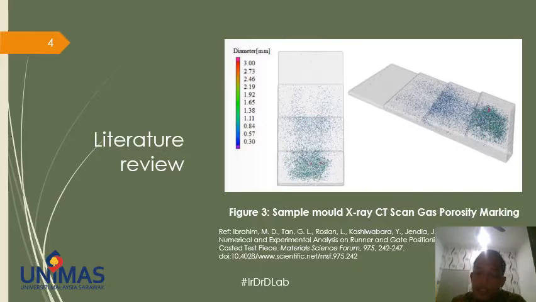A study is conducted to analyze the porosity formation inside the test piece. Figure 3 here shows the result of the X-ray CT scan on the test piece. The study found that most porosity is found on the thickest spot of the test piece.